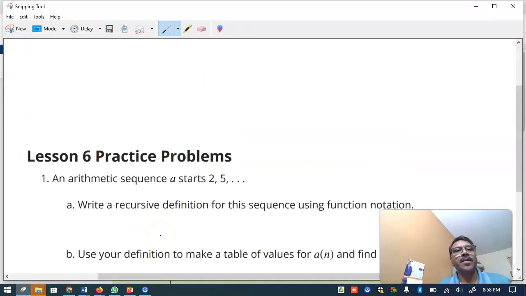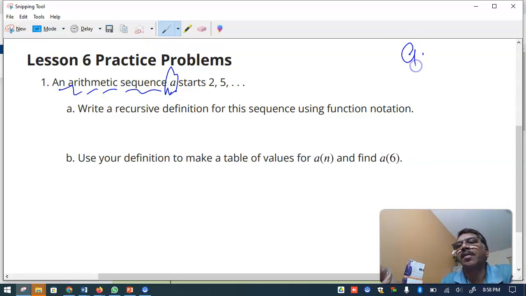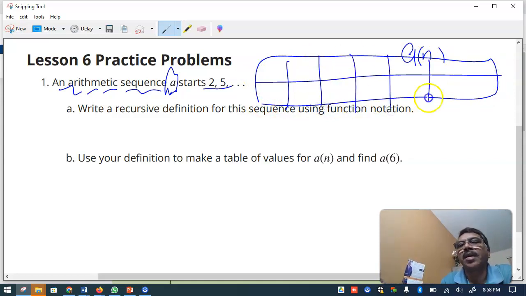Okay, so this is the first problem. An arithmetic sequence A, so this is arithmetic sequence. When I say A means it is A of n, right? And starts with 2, 5. So if this is 2, 5, I'm gonna make a table just for understanding. Let's really get it. So we have starts with 2 and 5. So the first term is the 2 and the second term is the 5, right? And this is the step number and the name of the sequence is A.